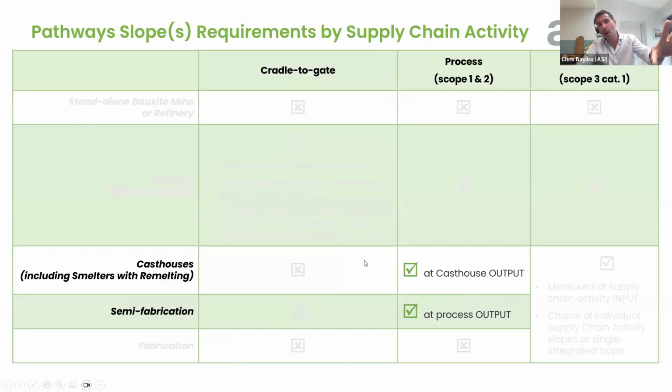Right, so that's the primary, a singular slope measured cradle to gate at the output of the smelter cast house, so cold metal output from the cast house.